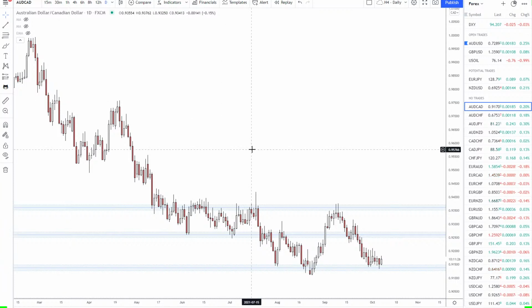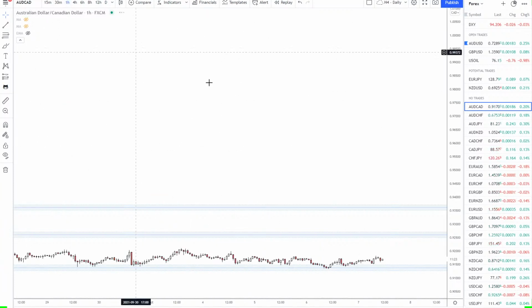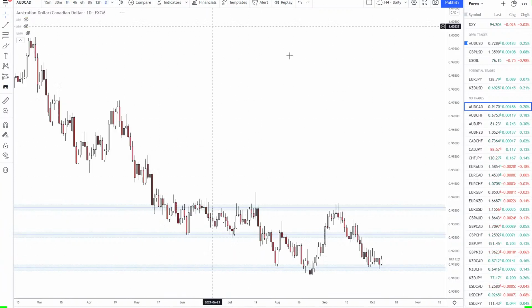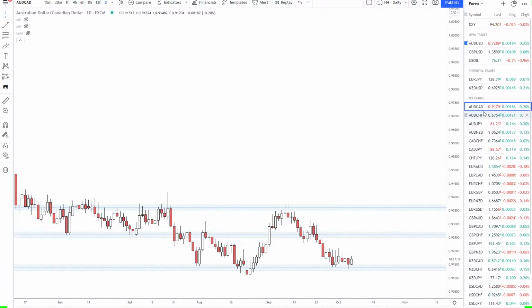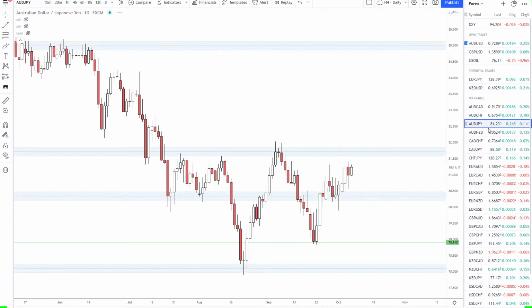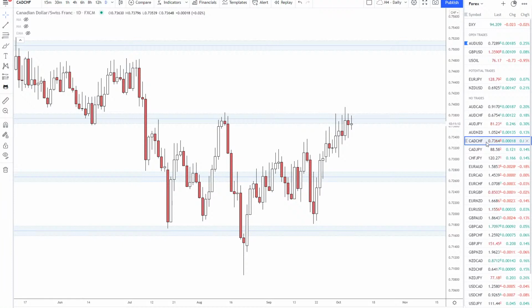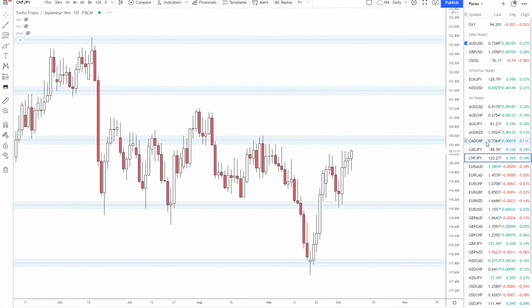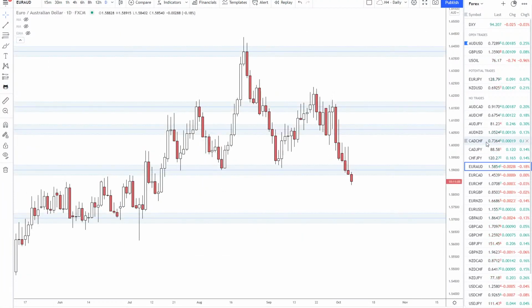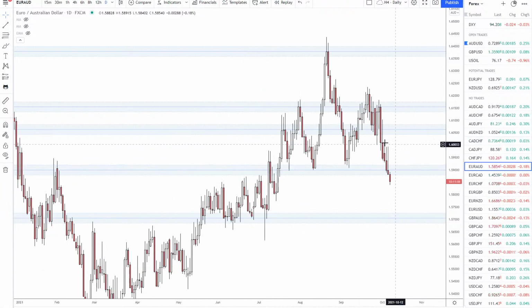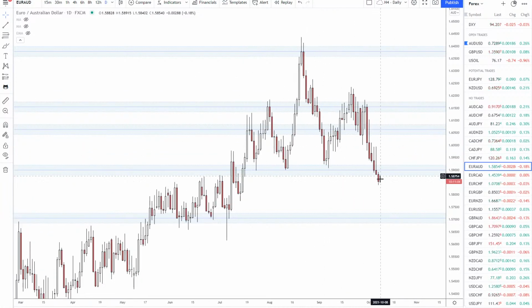AUD CAD. No. Thought it might be in a range, but it's not really a great range. I don't like CAD CHF. It was at resistance, but it doesn't look that great. Euro AUD. Looking kind of bearish right now. I don't really see a good trade here.